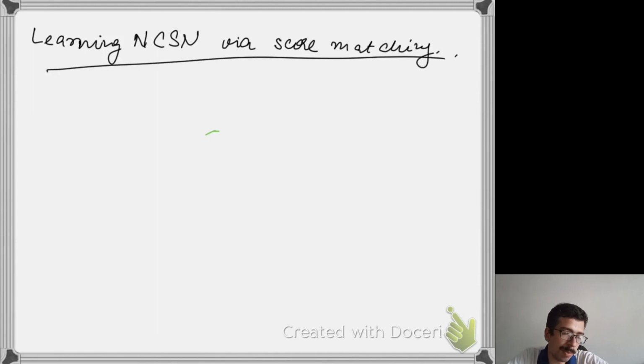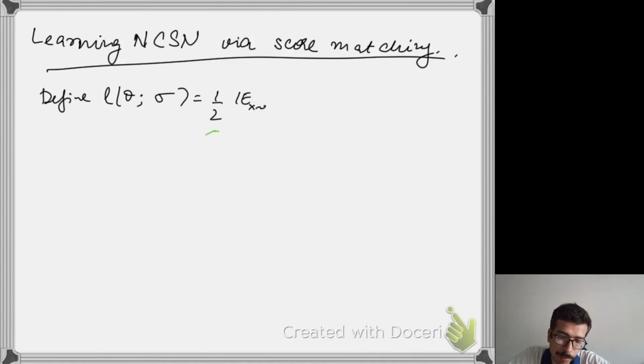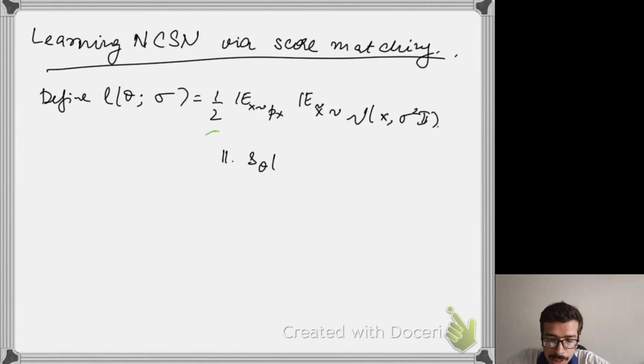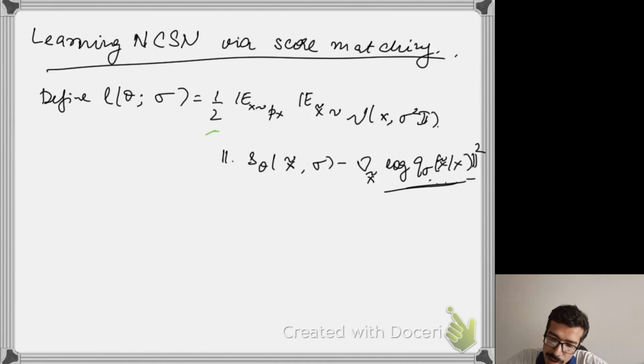So essentially for a given level of sigma, I can define L theta sigma to be half of the expectation of x coming from p data, and the expectation of x tilde coming from the normal distribution with mean x and variance sigma squared I, of the quantity s theta of x tilde sigma minus the gradient with respect to x tilde of log of q sigma of x tilde given x, squared norm. Here I'm taking the gradient of not the marginal but the conditional distribution. Actually, I should have superscripted it as q sigma superscript x tilde given x. Whatever is inside these brackets are the actual variable values, and this x tilde given x is a superscript to indicate the distribution I'm defining. So this was the objective which was considered in Vincent et al.